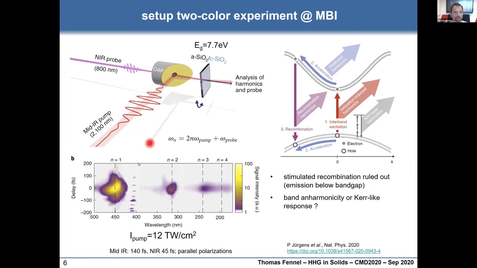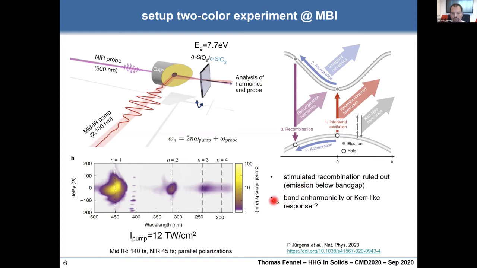Here you see the spectra on the delay axis, and we see several orders. The orders and the terminology are indicated here. n equal 1 means two pump photons, n equal 2 means four pump photons, and so forth. We observe even higher orders, and the most intense is a three-photon signal. We think that we can rule out stimulated recombination here, because this is clearly emission below the band gap.